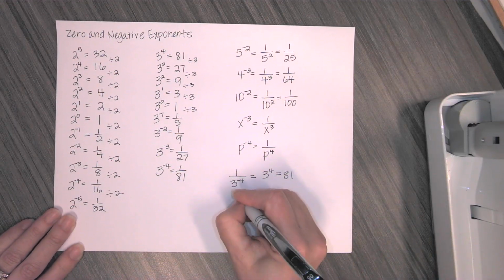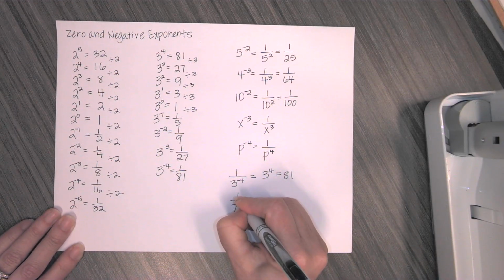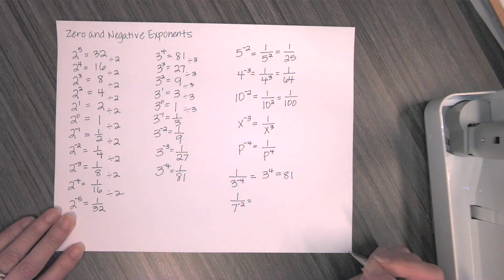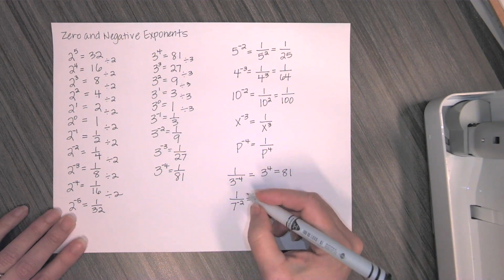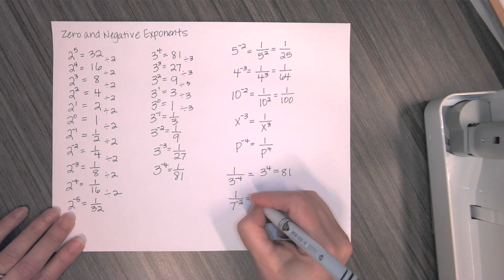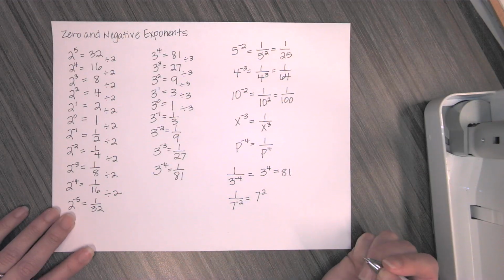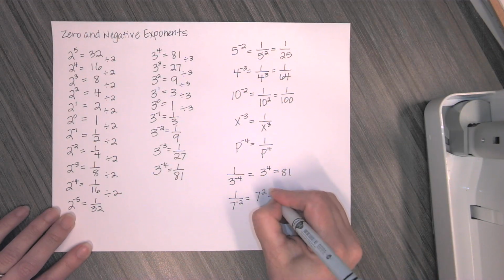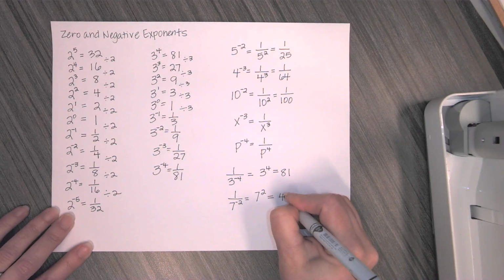Okay, same thing here. You have 1 over 7 to the negative 2. Okay, we don't want a negative exponent in our answer. We'll take that and we'll move it up to the top, and it'll become 7 to the positive 2, and 7 squared is 49.